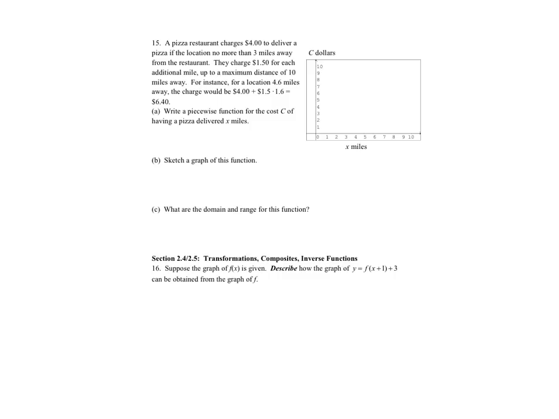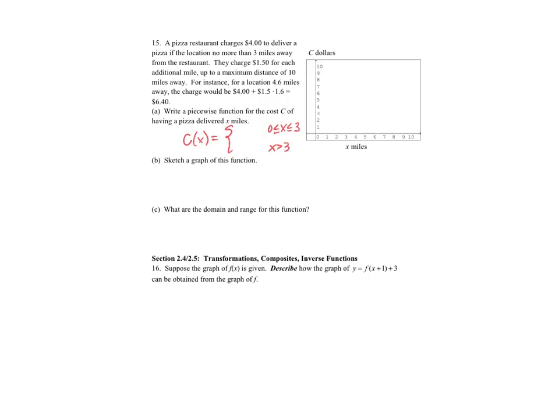Okay, so the first thing I want to do is write a piecewise function for the cost of delivering a pizza x miles. So it seems like we're doing one thing for the first 3 miles, and then after 3 miles, we're doing a different way of computing that function. So the cost as a function of x is going to be in 2 pieces. We have something for 0 less than or equal to x less than or equal to 3 miles away, and then we have something for x greater than 3 miles away.